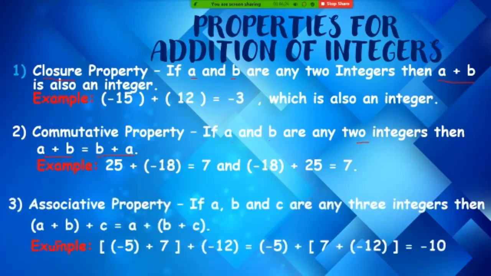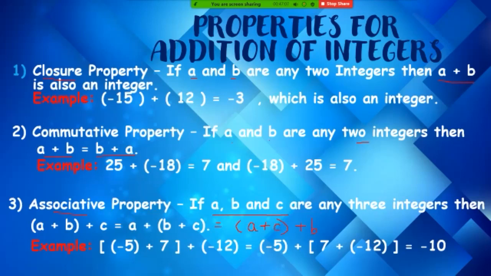Third is associative property. If a, b and c are any three integers, then (a plus b) plus c will be equal to a plus (b plus c). And this also will be equal to, in bracket, a plus c, then add b to it. This will be also equal.